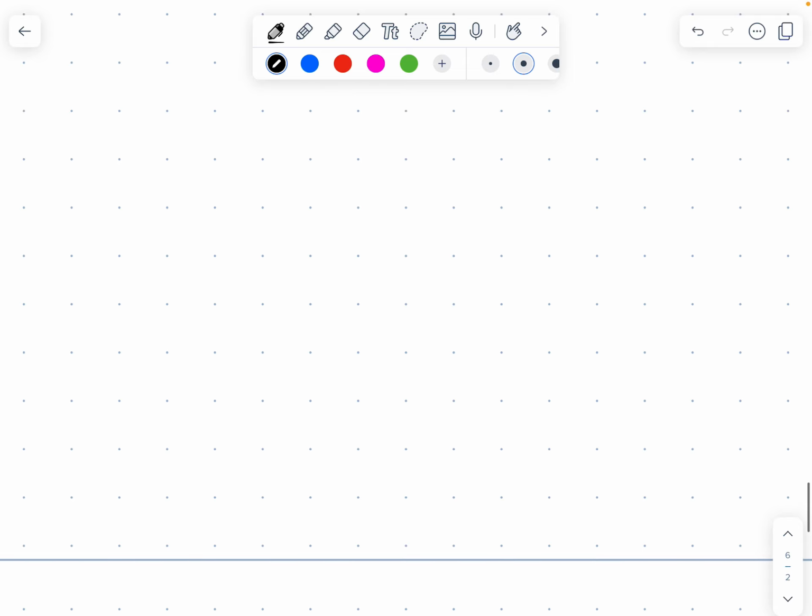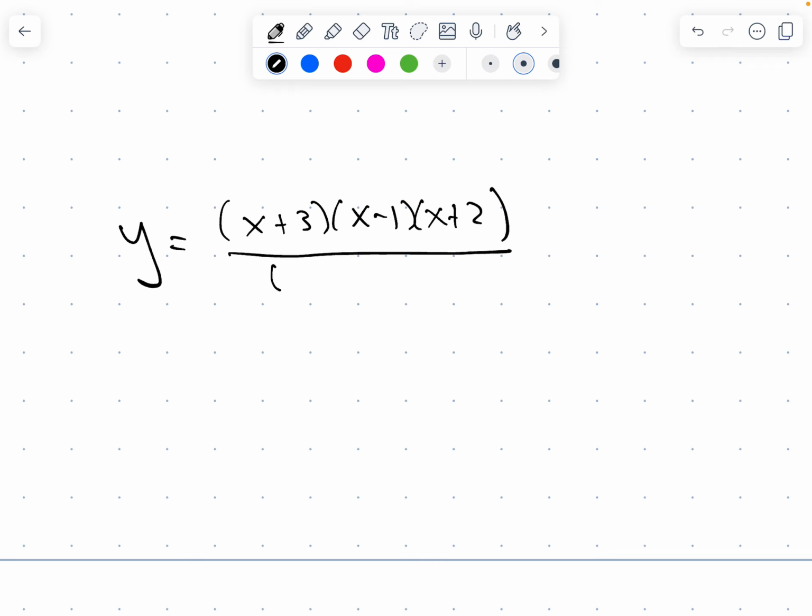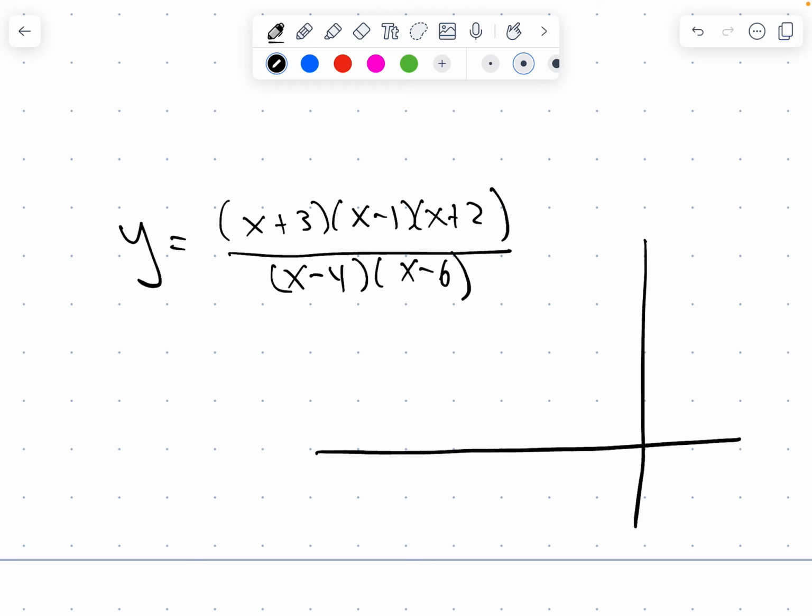Let's do another one. Going forward, I'll just put everything in factored form, just to make our life a little bit easier. All right, so let's say you have something like this. The question is, what are those intercepts going to be?